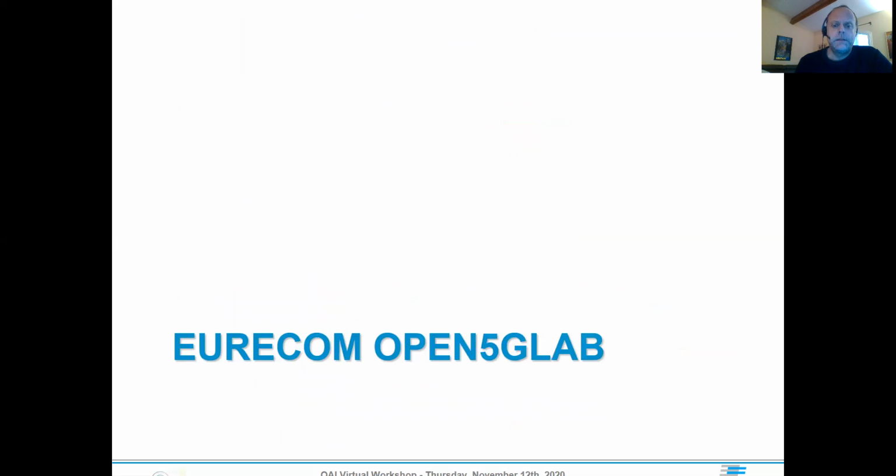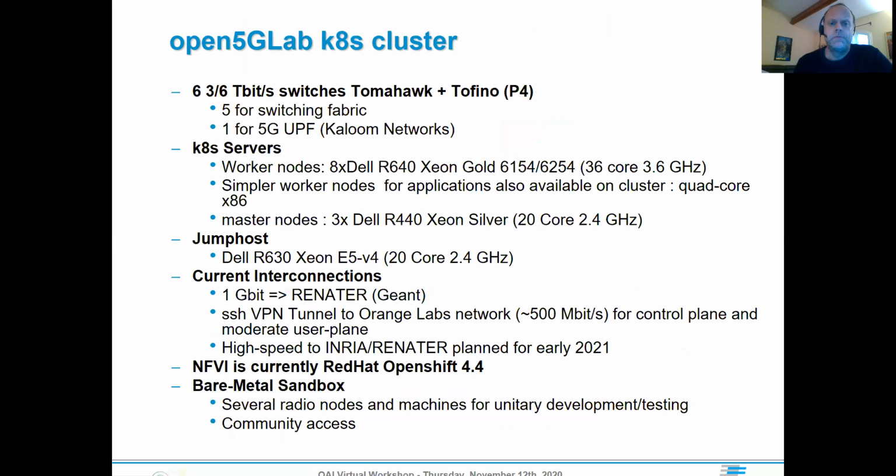So now if I talk a little bit about our infrastructure, which is called Open 5G Lab. Open 5G Lab is a Kubernetes cluster. Today, we have 3 or 6 terabit per second switches. Some are Tomahawk based, others are Barefoot Tofino based or P4 switches. 5 of them are used for a switching fabric, and 1 is actually used or will be used for a 5G UPF that'll be provided by a company in Canada called Colume Networks.